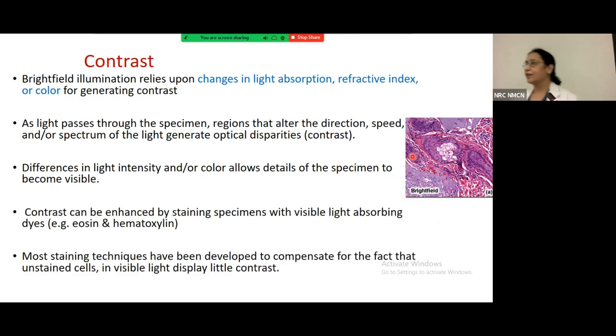So we can enhance this contrast by introducing staining techniques. We use staining specimens with visible light absorbing dyes like eosin and hematoxylin. And most of the staining techniques are developed to compensate for the fact that unstained cells display little contrast in visible light.